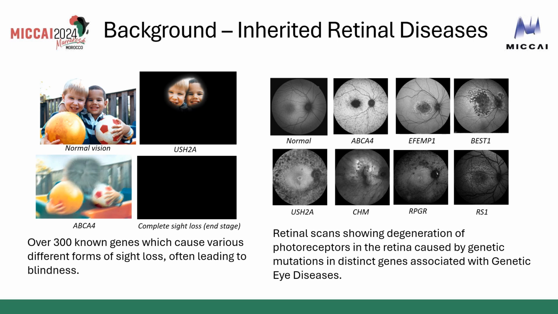Just to give some background, inherited retinal diseases are a family of disorders which affect the retina at the back of the eye. These disorders are caused by single gene mutations in any of over 300 different known genes, which can lead to a wide range of different conditions, often resulting in significant vision impairment and even blindness.